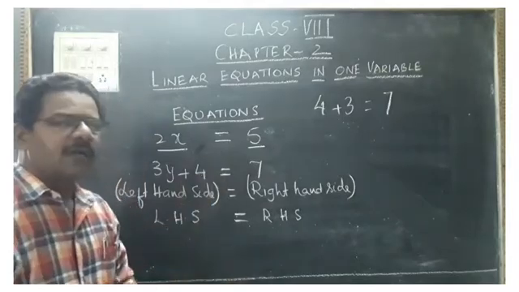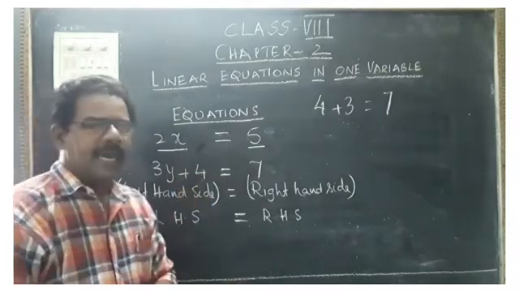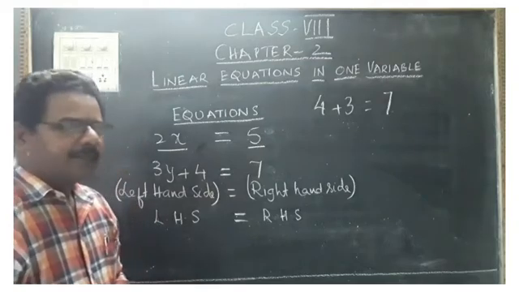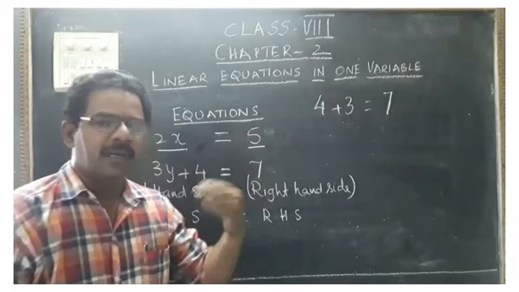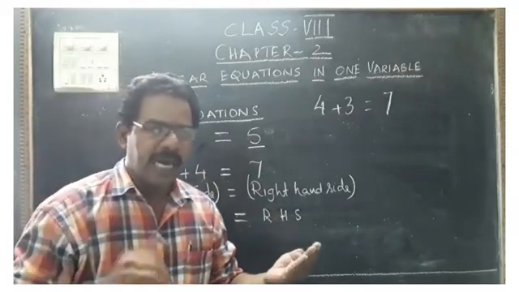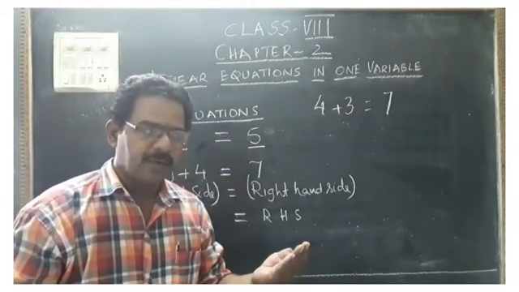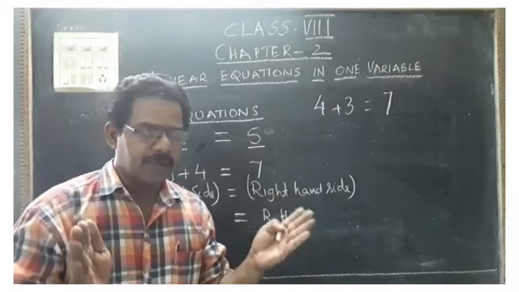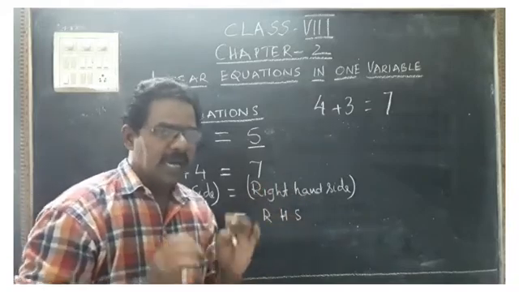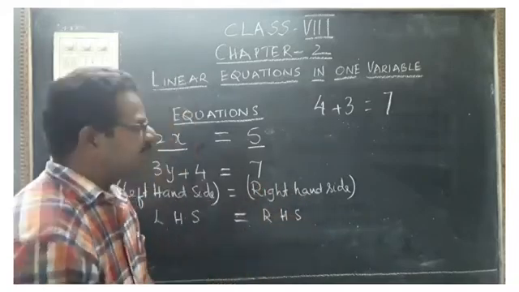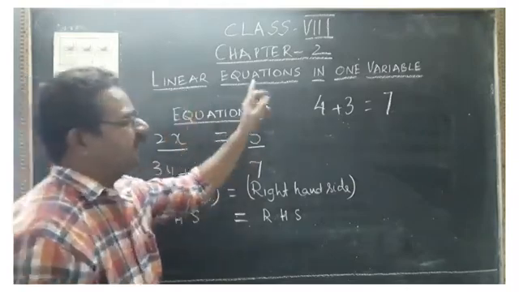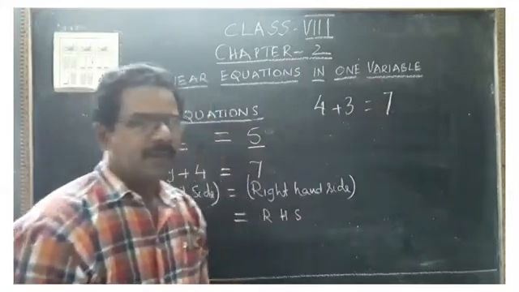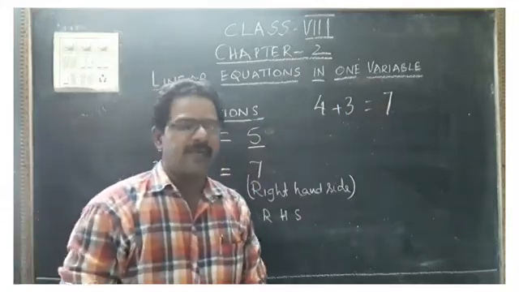First of all, we have to understand what is meant by an equation. Equation means the equality symbol should be there. On the left hand side something should be there and on the right hand side something should be there, but finally those two become equal. Then we can call it an equation. Our chapter name is linear equations in one variable. Do you know what is meant by a variable?